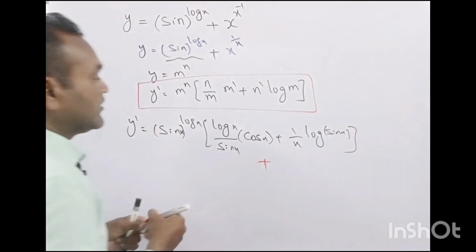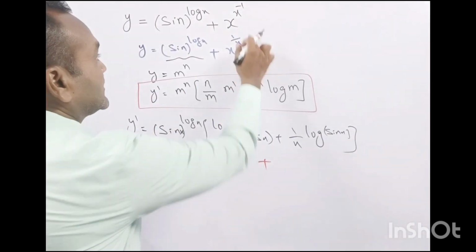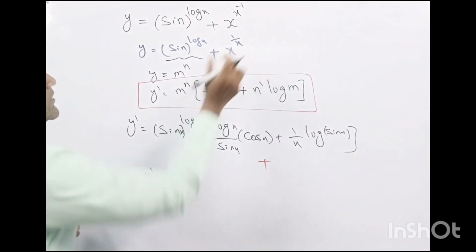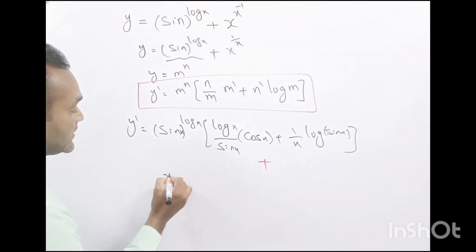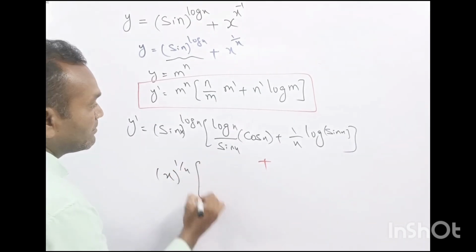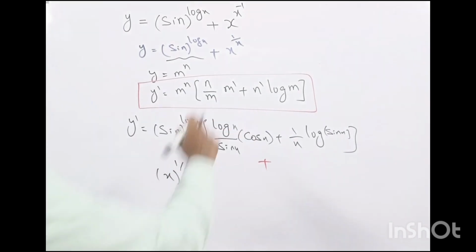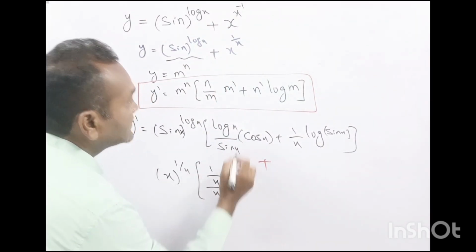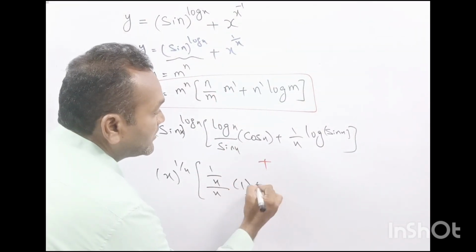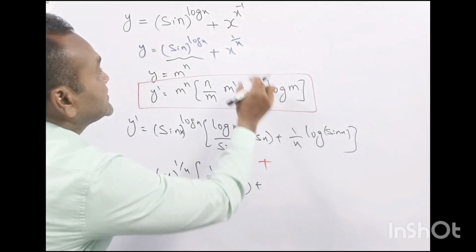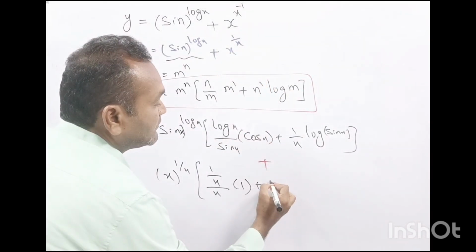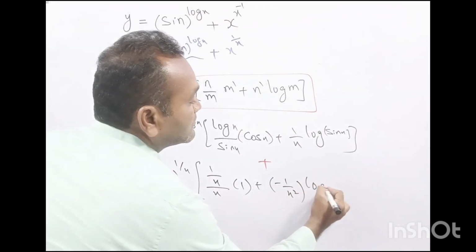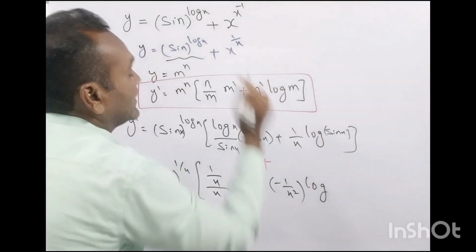Now plus we will find the derivative of the second part. Same way we will find y dash equals this one. Let us solve this part. X power 1 by x, brackets, you can start the bracket, then now n by m means 1 by x, the derivative of x will be 1, plus n dash means the derivative of 1 by x will be minus 1 by x square, then log m means again log x.